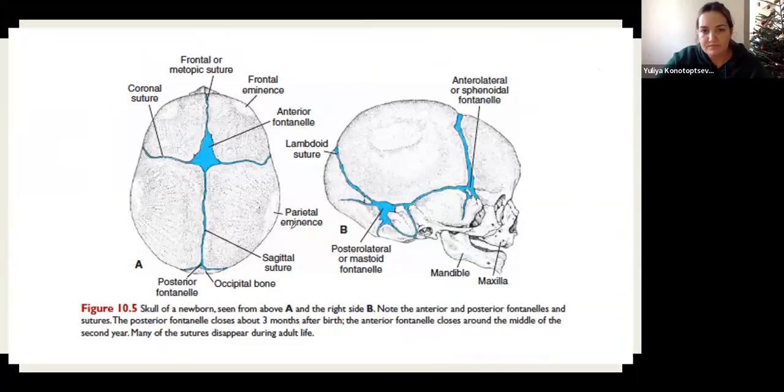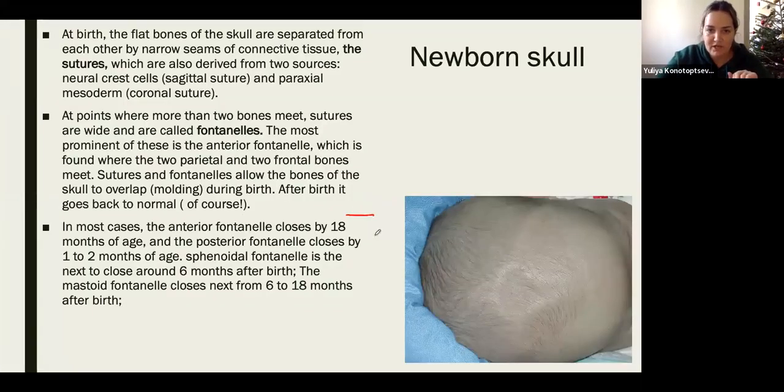Okay, fontanelles. We have the anterior fontanelle, the posterior fontanelle, the anterolateral or sphenoidal, and the posterolateral or mastoid. So these are the four fontanelles present on the skull. These numbers are important. They're going to ask you when some of the fontanelles close. The anterior fontanelle closes by 1.5 years, right? The posterior fontanelle, 1 to 2 months of age, after birth of course. The sphenoidal fontanelle, 6 months after birth. And the mastoid, 6 to 18 months after birth.